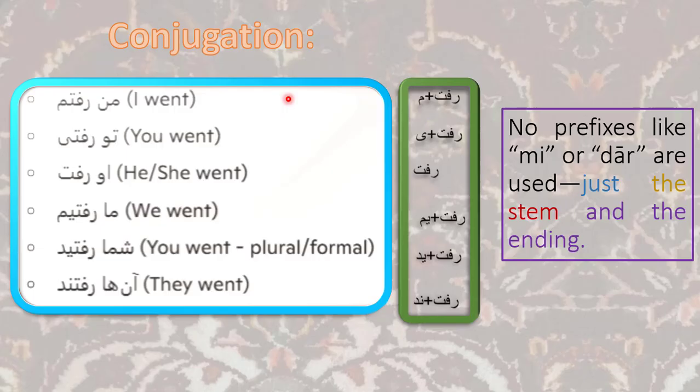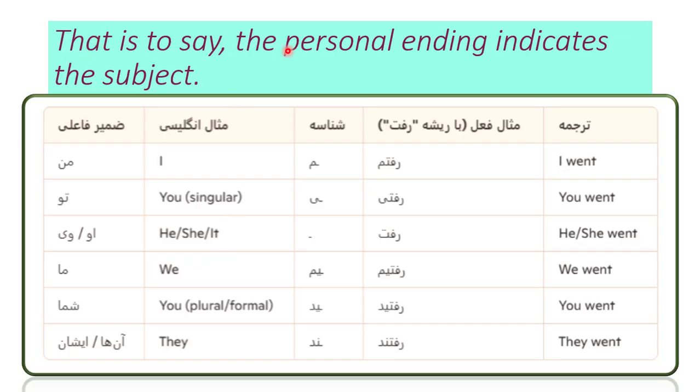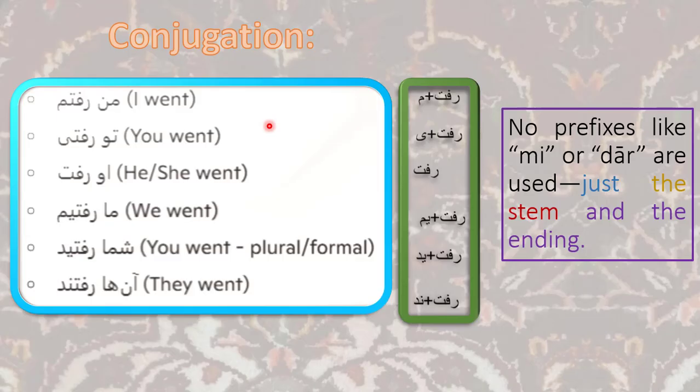Look at this. Conjugation یا صرف فعل رفتن در حالت ماضی ساده یعنی گذشته ساده. من رفتم, I went. تو رفتی, you went. او رفت, he or she went. ما رفتیم, we went. شما رفتید, you went. As you see, the personal endings indicate the subject.